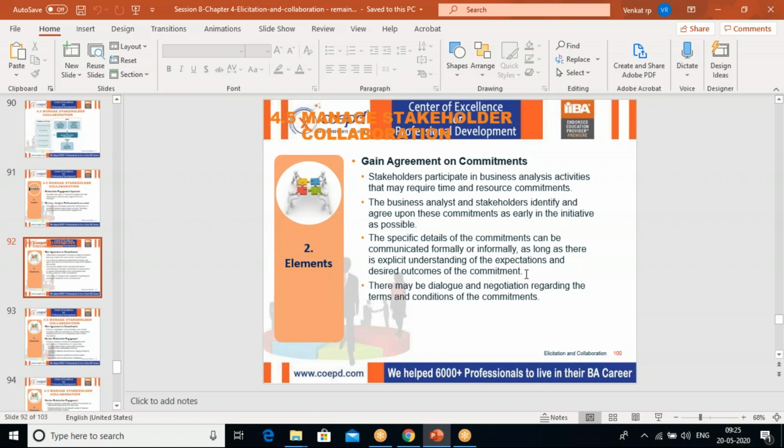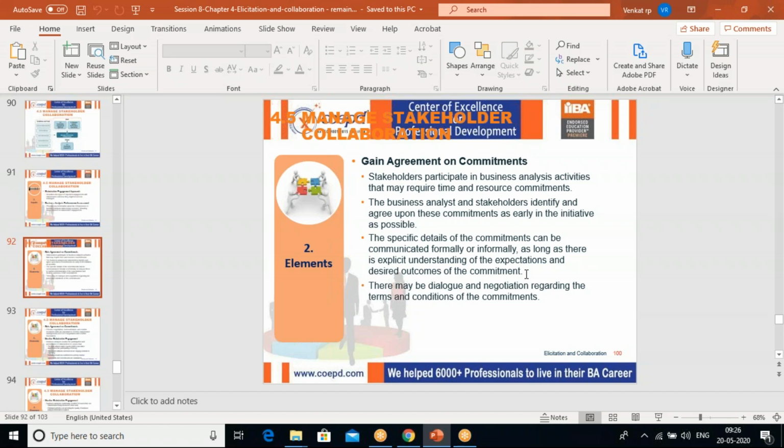Stakeholders who participate in business analysis activities may require time and resource commitments. We have to tell them, for example, that a daily one-hour meeting would be there. He should set aside that one hour for your meetings, and also contribute towards this. So he should have that commitment. The business analyst and stakeholder identify and agree upon these commitments as early in the initiative as possible.